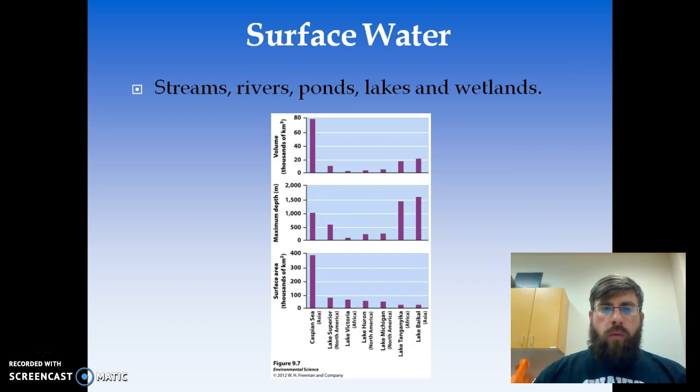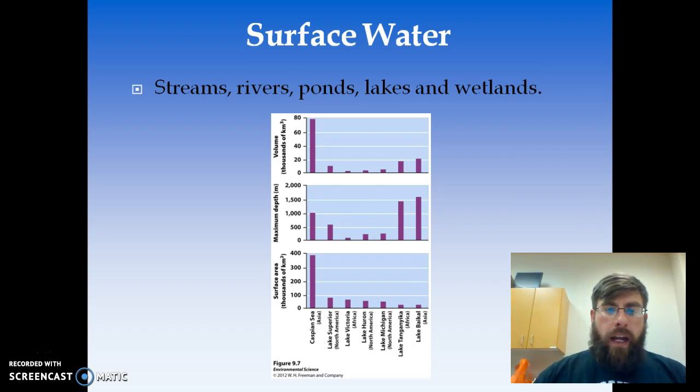So surface water is anything that is, well, on the surface. I know that's kind of a secret, isn't it? Things that we should look for: streams, rivers, ponds, lakes, wetlands. As you can see by the chart here, you can look at the different sizes of surface water and the volume it takes up and how much water is available to us through surface water.